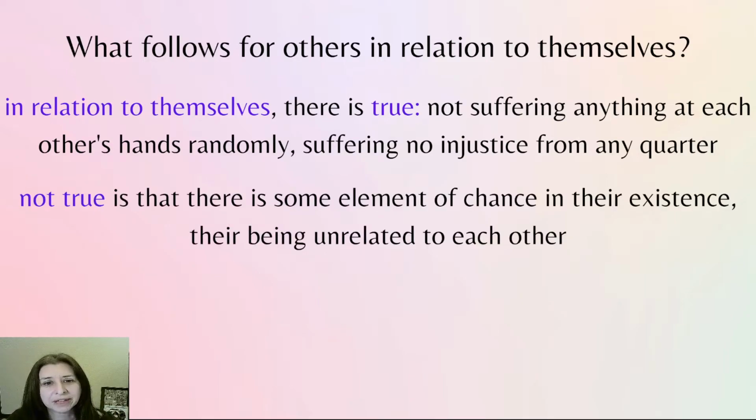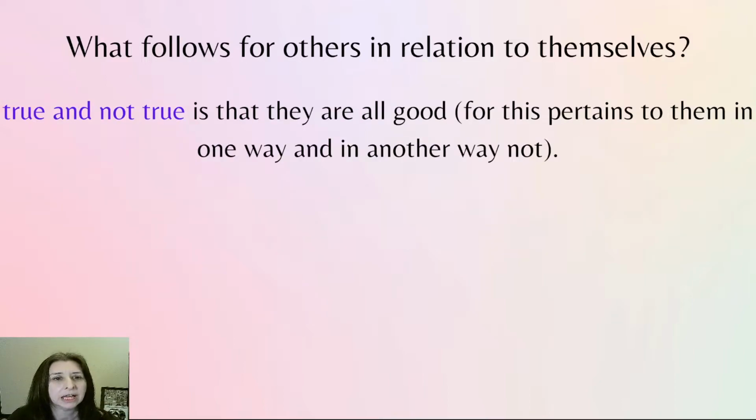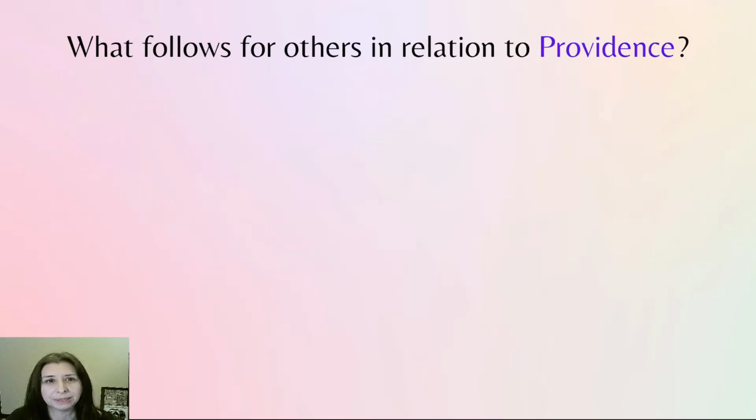What is not true is that there's some element of chance in our existence and also our being unrelated to each other. Again, you have to question, is that right or wrong? What is in a way true and in a way not true? That we're all good. And this I think we can all see, the idea of having a Buddha nature, for example. Yet clearly we're each a work in progress. And so there's a way in which it's true that our essence is good, that we're all good in essence, and yet there's also a sense in which it's not true that we're good.